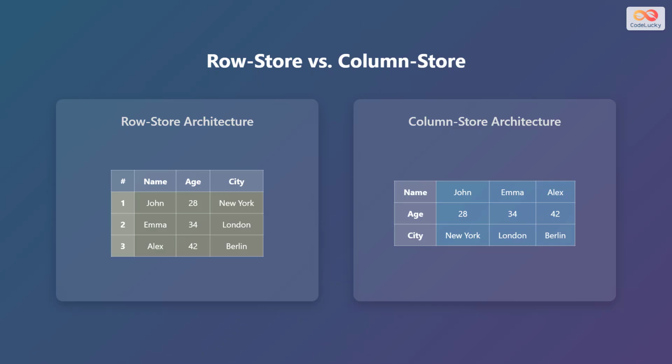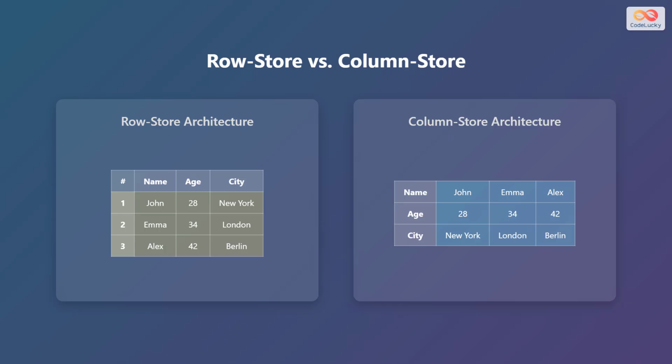Before understanding column store architecture, let's compare it with the traditional row store architecture. In a row store database, data is stored in rows. As you can see in the left side illustration, each row contains all the information about a single entity, such as a person. The table shows the name, age, and city for each individual.